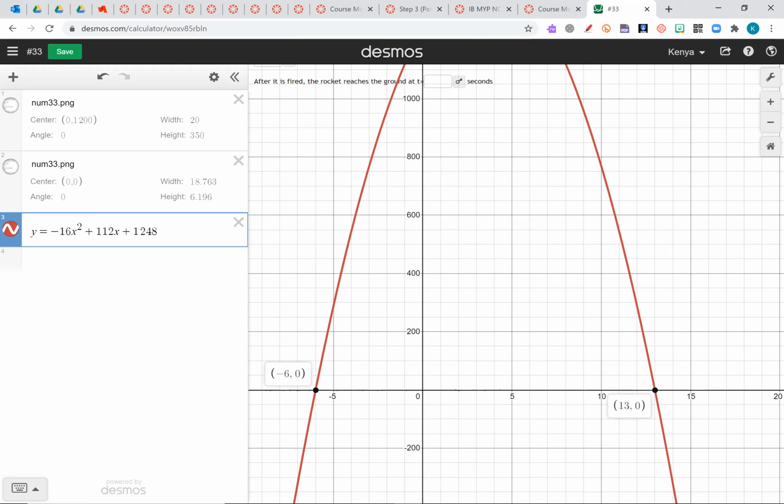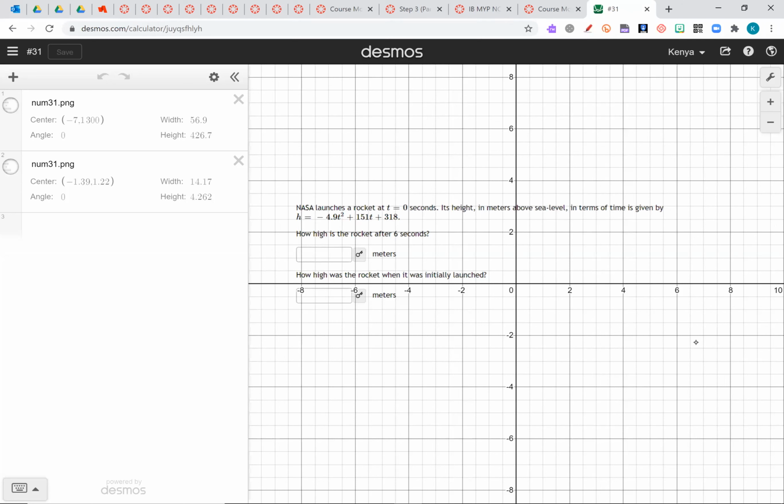So our rocket reached a maximum height of 1,444 feet at 3.5 seconds. And after it is fired, the rocket reaches the ground at t equals 13 seconds. And that's how we solve those problems. Please reach out if you have any questions. Onward to the next example.